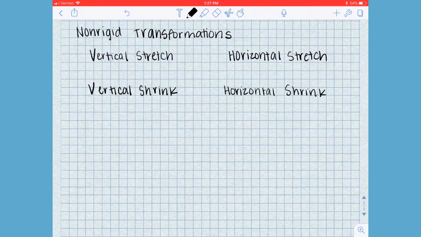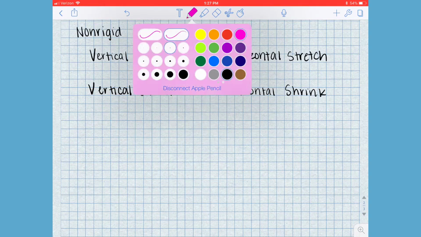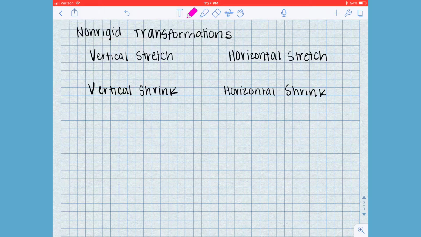If I am performing some type of non-rigid transformation in a vertical direction, I know that my function is going to have some number, we'll call the number A, multiplied to the outside of my parent function. That is true for both a stretch and a shrink: my A value is multiplying to the outside of my function.